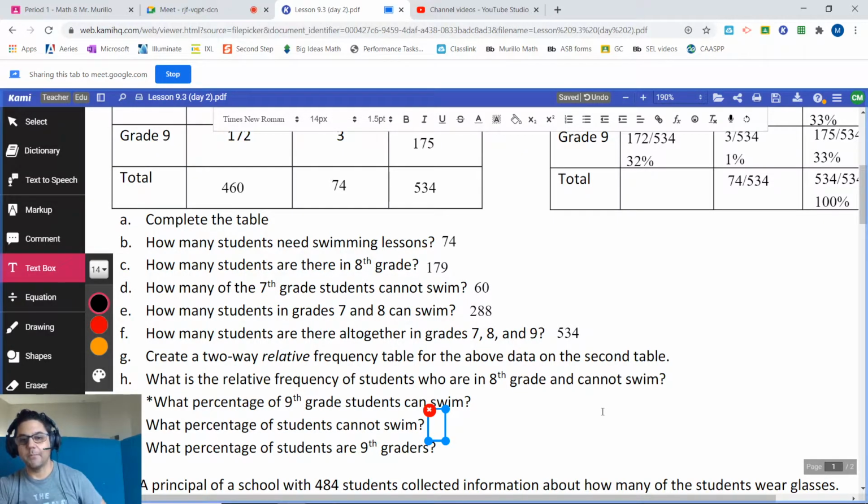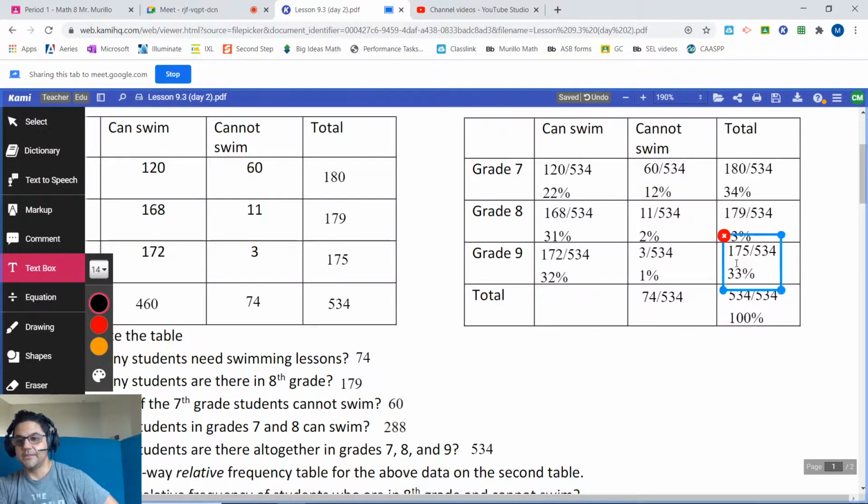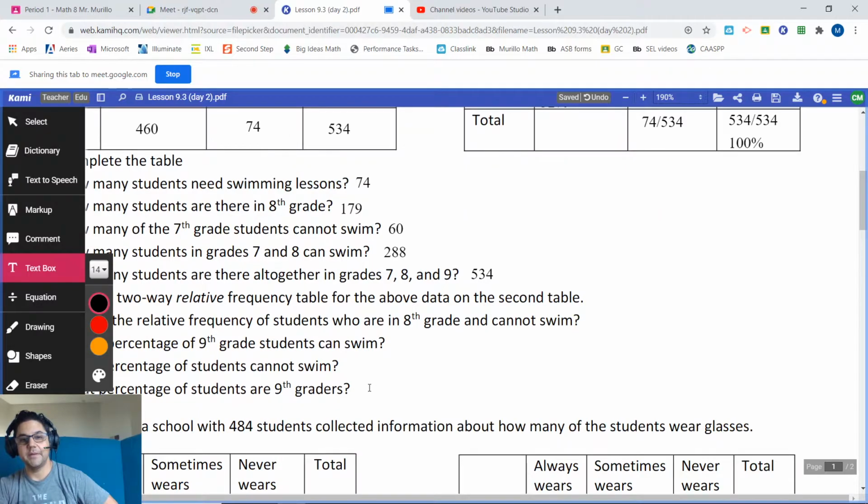Letter K, what percentage of students are ninth graders? So ninth graders again, that's the 175 divided by the 534, so we can easily say that that's going to be 33%.